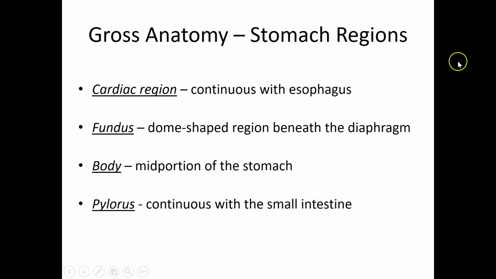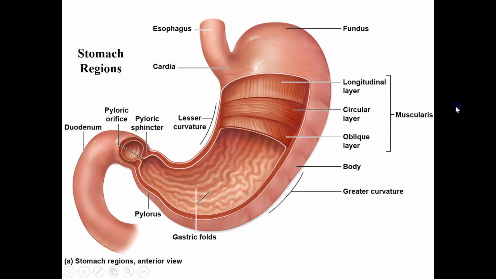The stomach can be subdivided into different regions, and they're called the cardiac, fundus, body, and pylorus. They're illustrated on this slide. Here's the esophagus coming into the stomach. The gastroesophageal sphincter, the region right at the point where the esophagus joins with the stomach, is the cardia region. That's close to the heart, and that's the reason for the name.